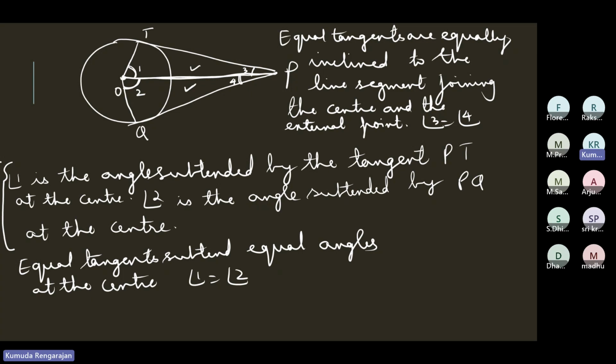Since PT is equal to PQ, angle 3 is equal to angle 4. Since PT is equal to PQ, angle 1 is equal to angle 2. Because PT is equal to PQ, angle 1 is equal to angle 2 and angle 3 is equal to angle 4.